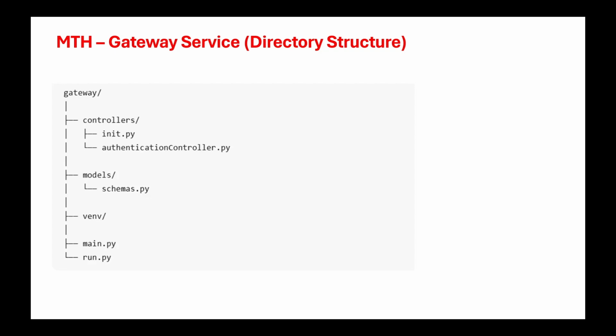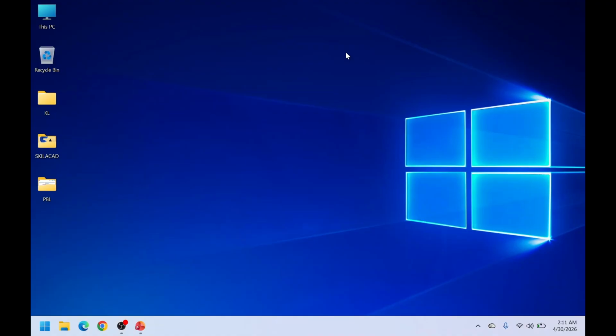Now let us look at the directory structure of the gateway service. The project is organized into multiple layers. Controllers will handle the incoming API requests and define endpoints. Models are used to define data structure and schema. And the main application file is where the FastAPI application is initiated. This structure follows the MVC pattern, ensures clean separation of responsibility, and makes the code easy to manage and scale. Next, we can start the implementation.